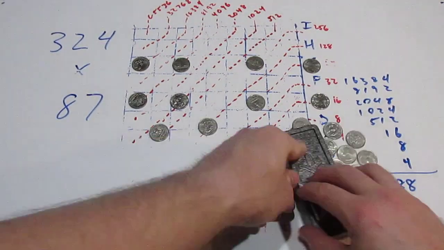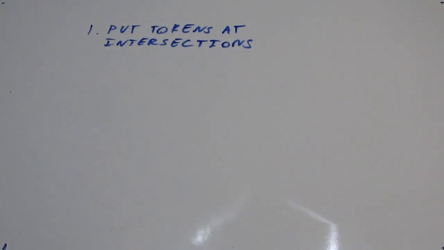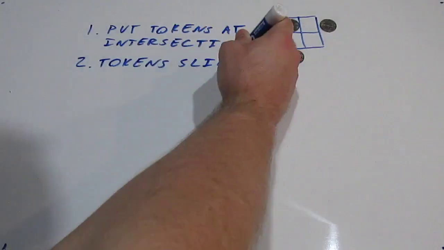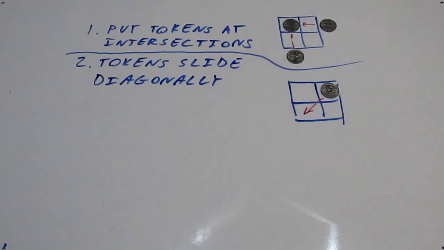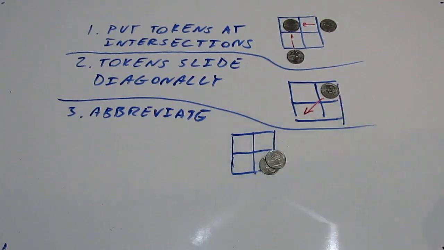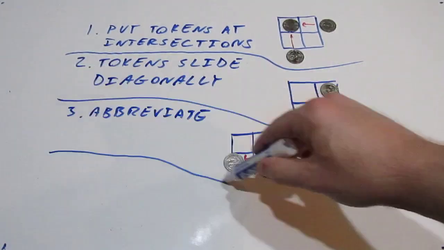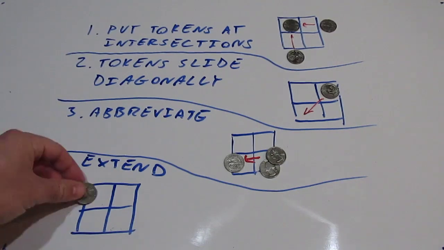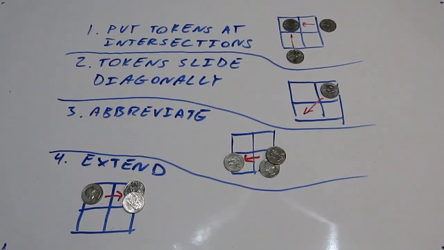So now we've condensed the entire process down into a set of rules, a set of moves that you can make in this game. You line up your numbers and place tokens at the intersections. Tokens slide diagonally as much as they want. Two tokens that meet can be abbreviated into one on the next diagonal, either to the left or upwards. One token can be extended into two tokens on the previous diagonal, either to the right or downwards.